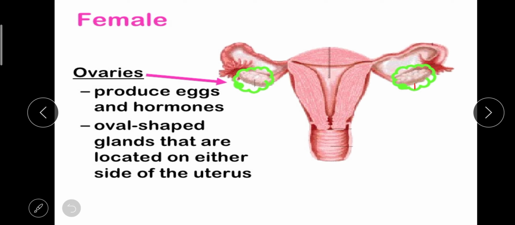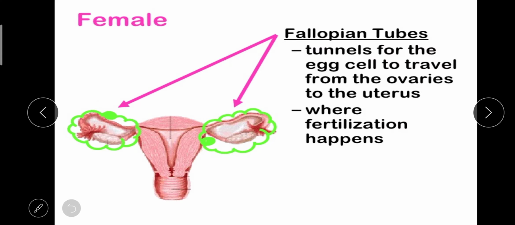The next part is ovaries. There are two ovaries. This is one and this is one. The function of the ovaries is to produce eggs and hormones for embryo development, and they are oval shaped glands located on either side of the uterus. So there are two ovaries for one female. They produce eggs, and it is from that egg that fertilization with the sperm happens and makes a baby. They also produce hormones, progesterone and estrogen.